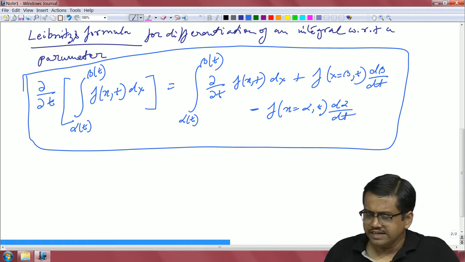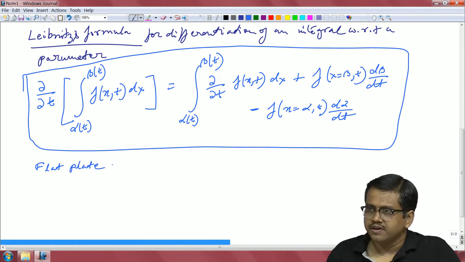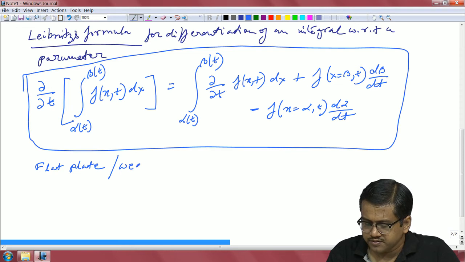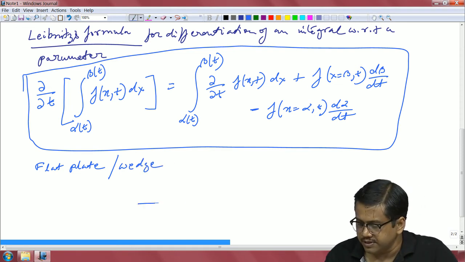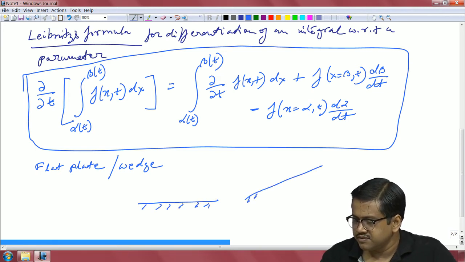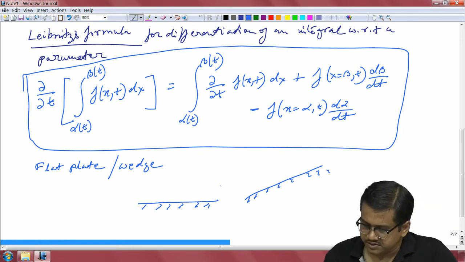Now, let us go back to our problem, let us take the case of a flat plate. It can be a wedge also. The wedge part we will do with similarity a little later. So, the flat plate will be like this, and the wedge will be something like that. That means an inclined flat plate, whatever it is.